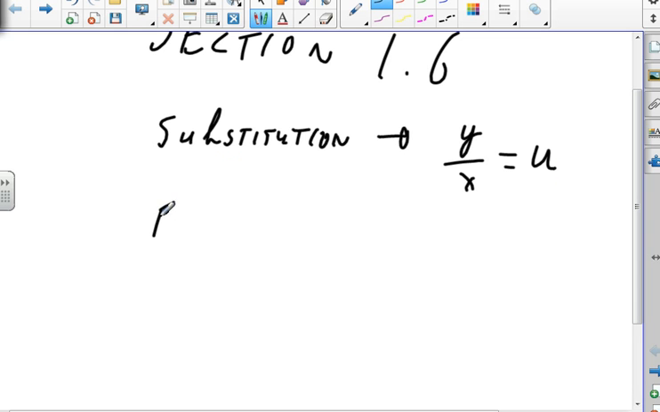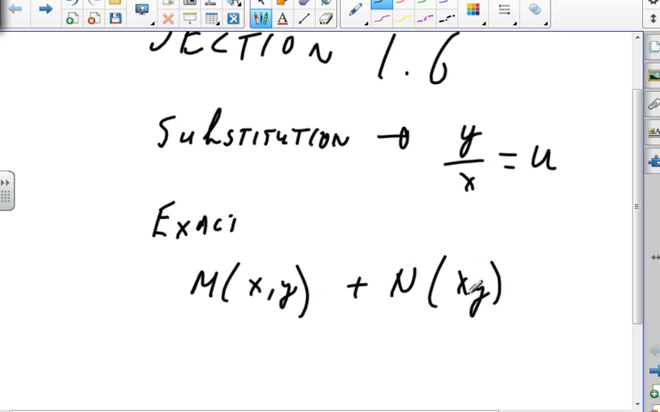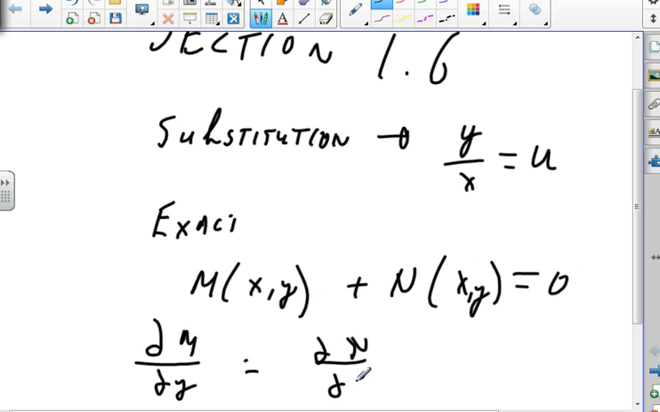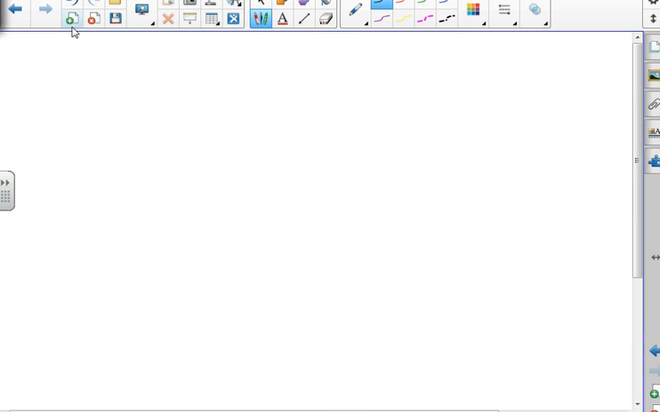The other thing we're going to do is exact form. And it turns out that if I have some function in x of y plus some other function in x of y, and if it turns out that the partial of the M guy with respect to y is equal to the partial of the N guy with respect to x, if those guys are equal, then I can solve this problem. It's in a form that's called exact form, and I can solve that problem. So those are the two things we're going to do today.